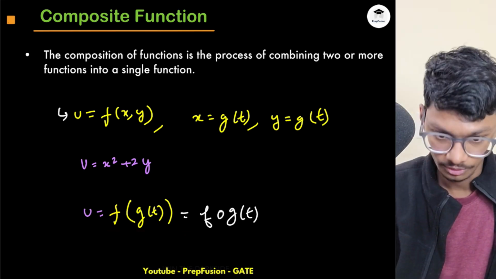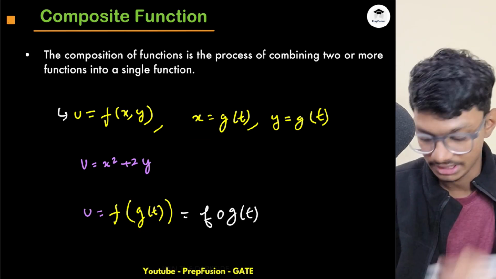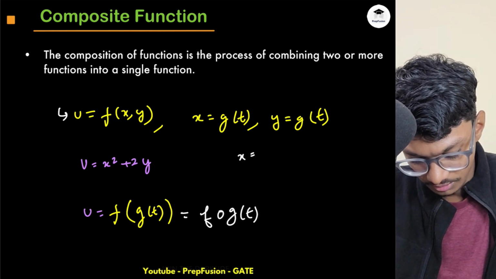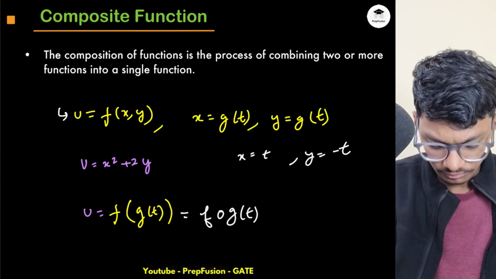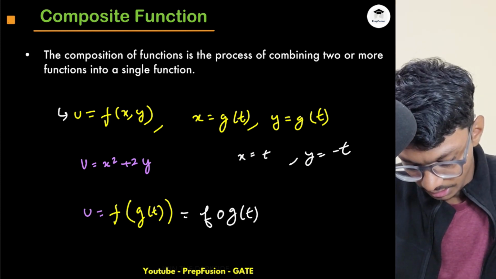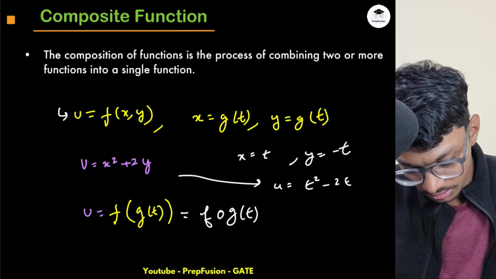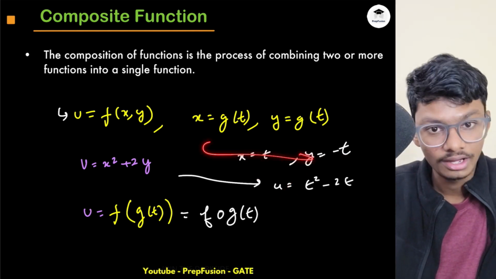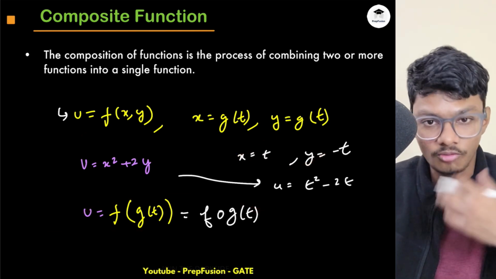So I hope you got the point, right? Basically my x and y can be anything. So x can be simply equal to t, y can be simply equal to minus t, right? It can be anything. Now here I can write my u as t square minus 2t. So I can directly write my u as a function of time instead of writing it in terms of x and y. Sometimes this is helpful. Sometimes I want to know this x and y. So you have to know both ways, right?